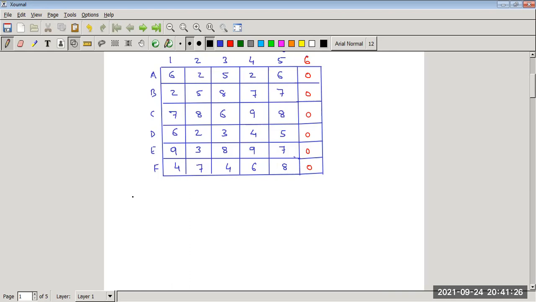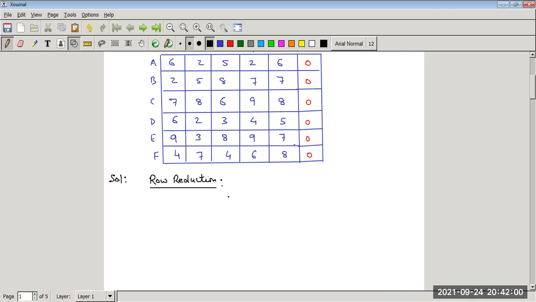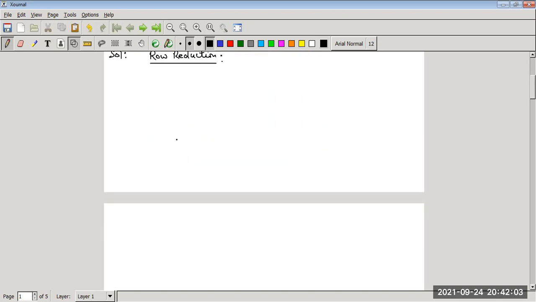We have already discussed the Hungarian method in lecture number 4, part 1. So if you have any doubt, you can revise and go through lecture number 4 on assignment problem. We have discussed the Hungarian method and examples based on it in detail. Okay, so how can we solve an assignment problem by Hungarian method? The first step is row reduction. In row reduction, we find the minimum element of each row and subtract that element from the corresponding row.